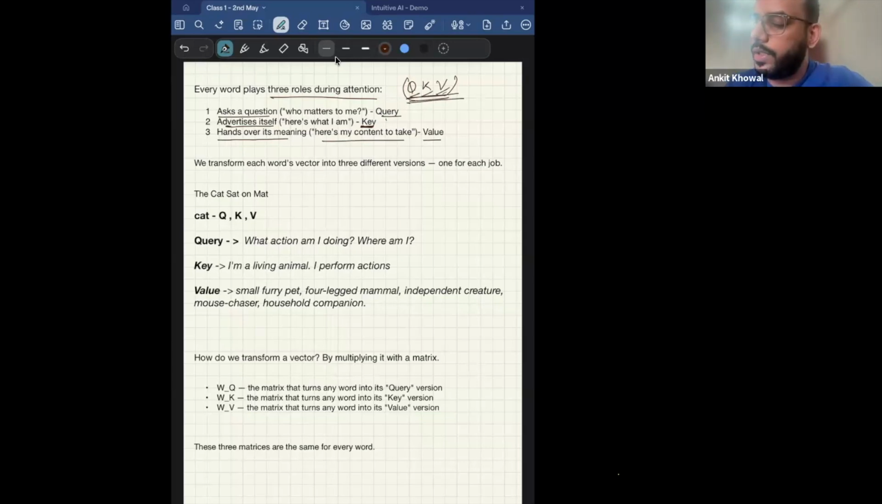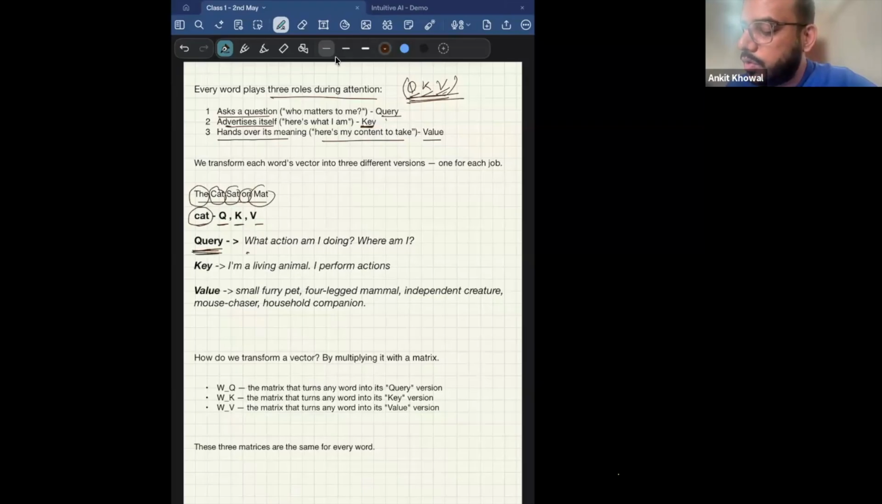Okay, we transform each word's vector into three different versions, one for each job. So if my example is "the cat sat on a mat", I will take each word and translate them into three different vectors: query, key, value. Now the cat's query will be what? If I take the vector of cat, what will its query look like?